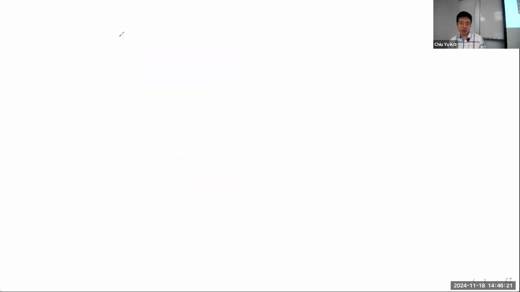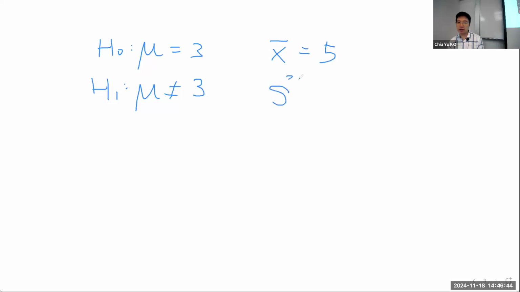Suppose we do a simple case, a two tail test. The null hypothesis is mu equal to 3, and the alternative is mu not equal to 3. A t-test means that I don't know sigma squared. Suppose x bar is 5, I just make up some numbers, s squared is 10, and n is 16. So this is what we get.